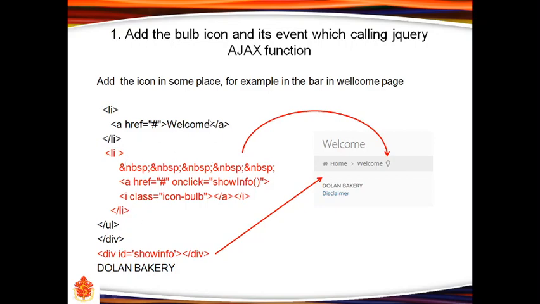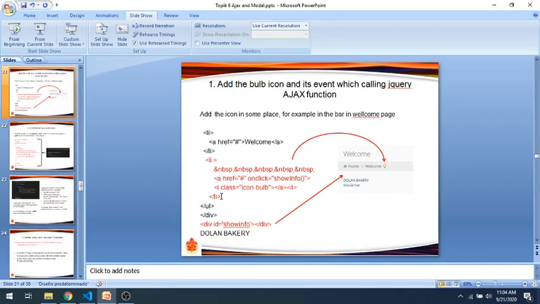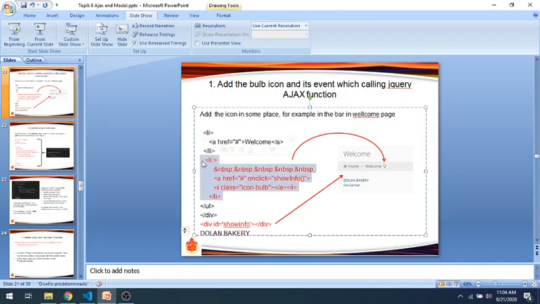still in the welcome page. We create the bulb function here, and we also create an empty div here with the ID showInfo. We will put our Ajax information in this div, so we have to create the place first. This is the place for the information. Okay, this is the icon, the bulb icon.